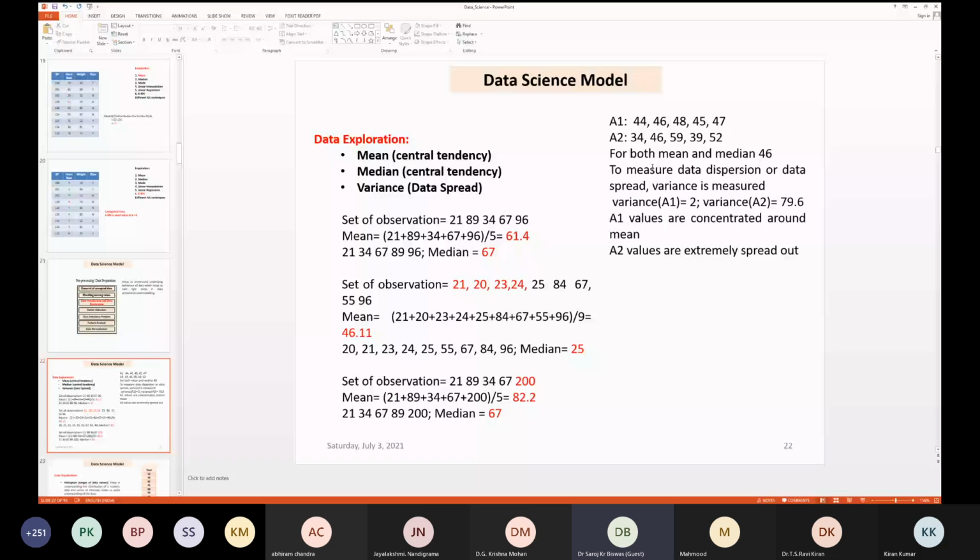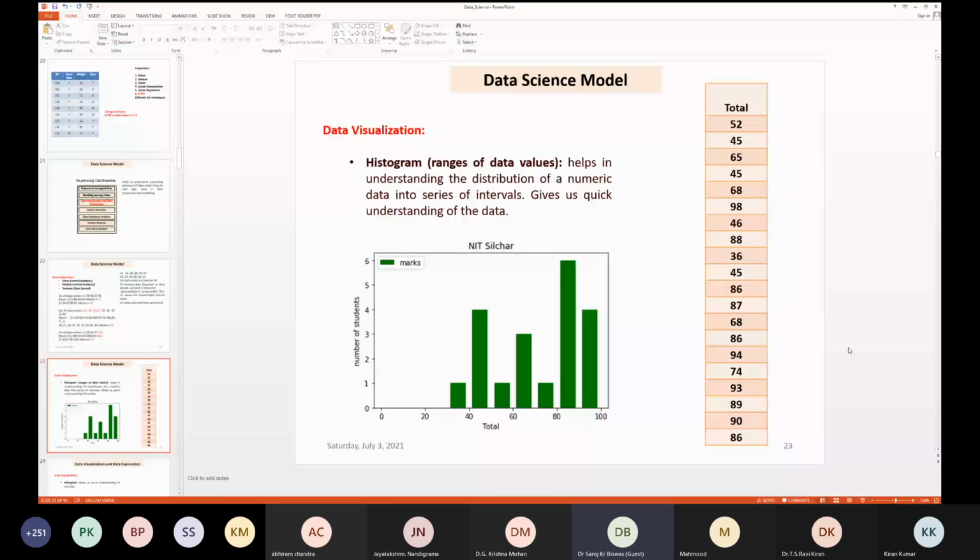What is that actually? Data visualization. Data visualization helps in understanding the distribution of numeric data in a series of intervals. So if we do this, what is the benefit? The benefit is that it gives us a quick understanding of the data.